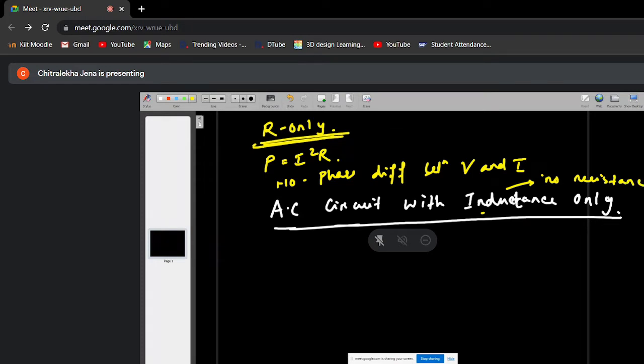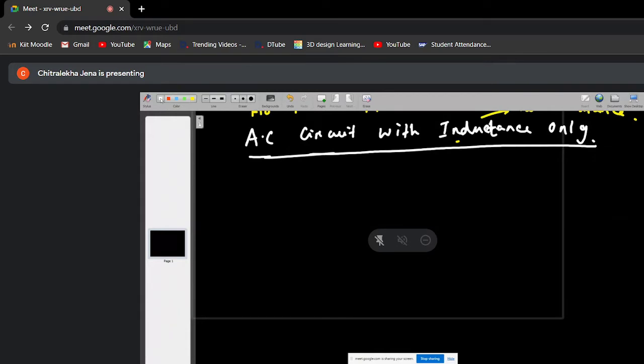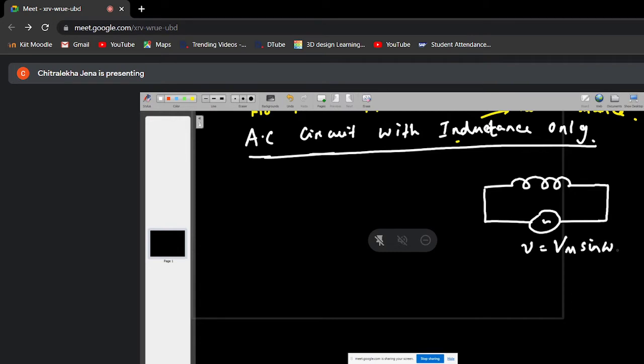Pure inductor, there is no resistance at all. This is an inductor, and we will connect an AC supply to the inductor. So what will happen? This is the instantaneous voltage, equal to Vm sine omega t. This is the small letter voltage, the instantaneous voltage. Now this is your instantaneous current.